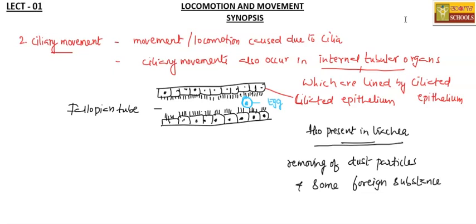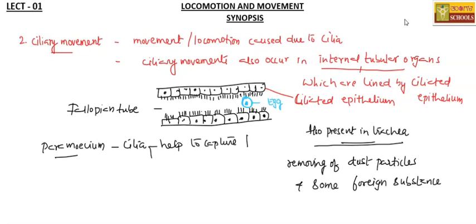And we already have come to know that in the case of paramecium, the cilia help in capturing the food, and also help in locomotion. So these are some examples of ciliary movement.